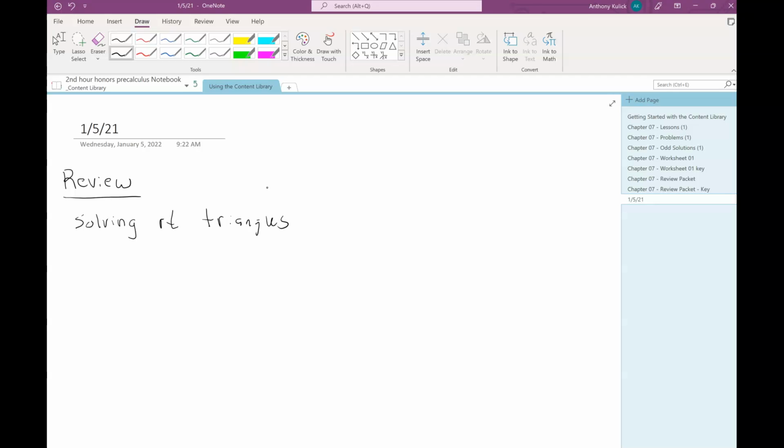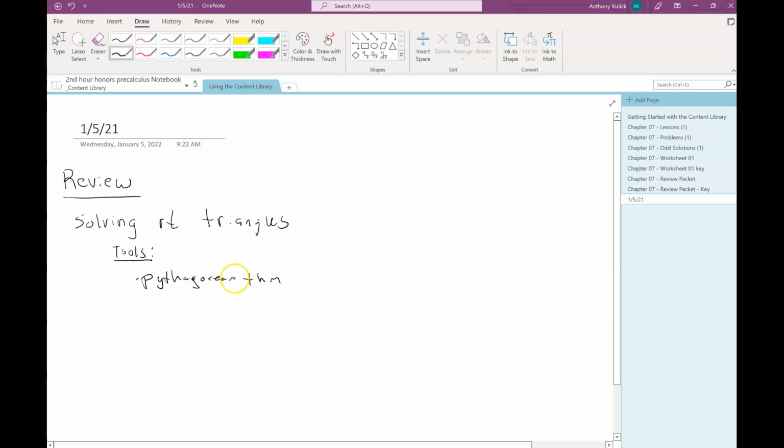To do this, what tools do we have that we can use to solve right triangles? Anybody? Things that we can use with a right triangle? Think back to your geometry class. Great. What else?